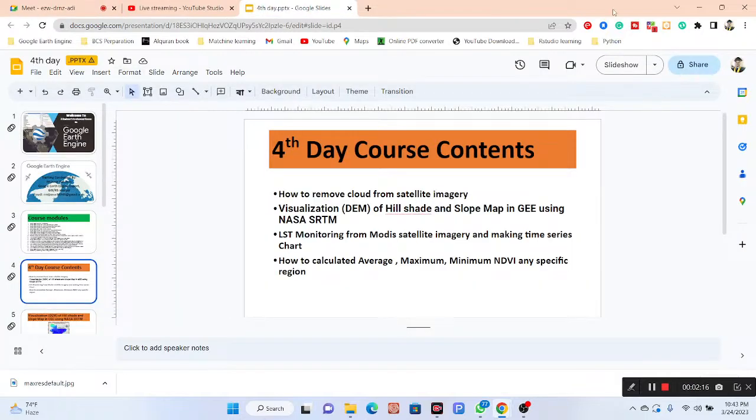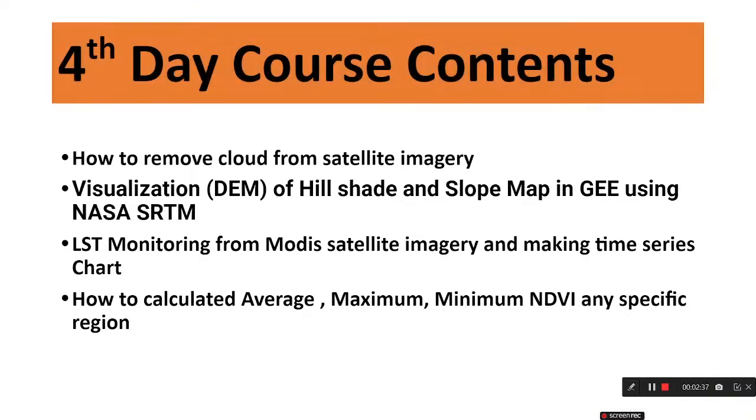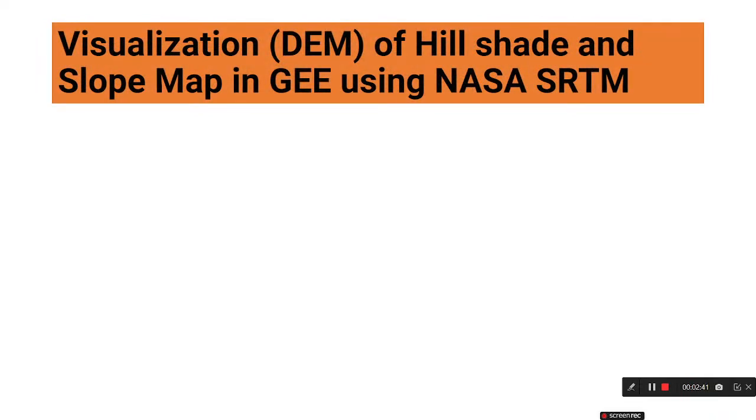So this is the course content for the 4 days. We try to complete all of the things step by step: how to remove the cloud from satellite images, how to visualize the DEM, hillshade map, slope map, and aspect map in Google Earth Engine, how to monitor the land surface temperature, and how to calculate average, maximum, and minimum NDVI for any specific region. First of all, visualize the DEM data.